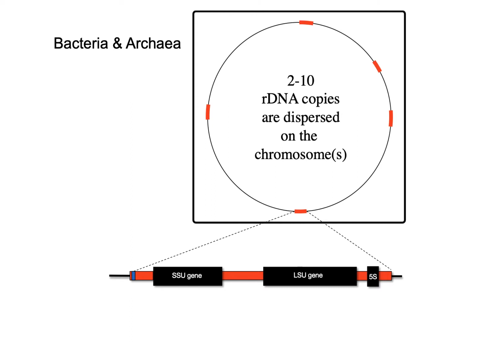So that would probably mean that this one could divide every maybe 30 to 40 minutes, whereas if you have 7 copies, you can be like E. coli and divide every 20 minutes, 20 to 30 minutes.